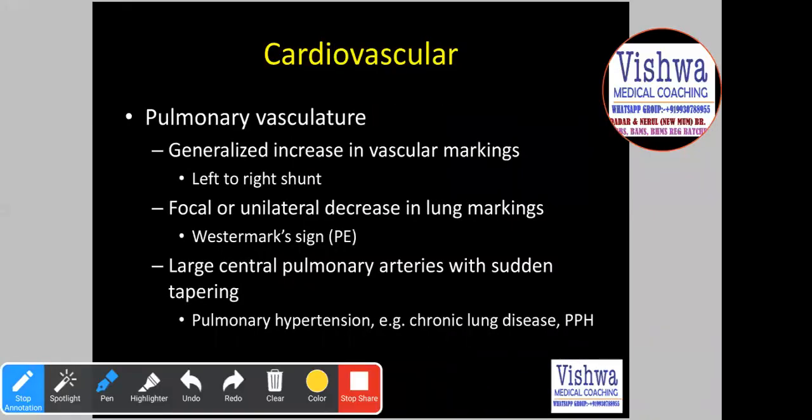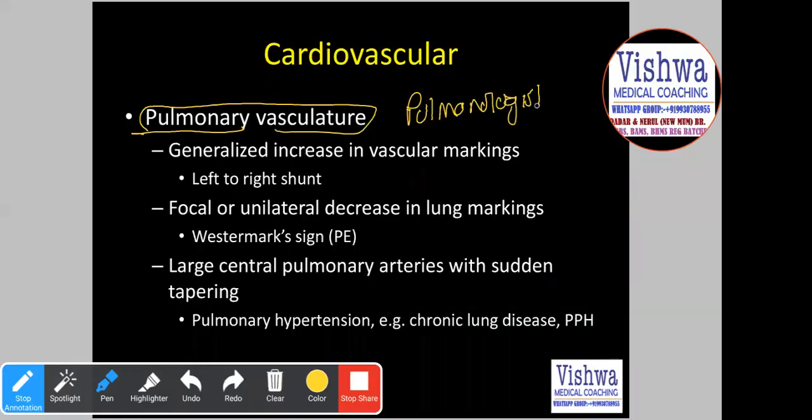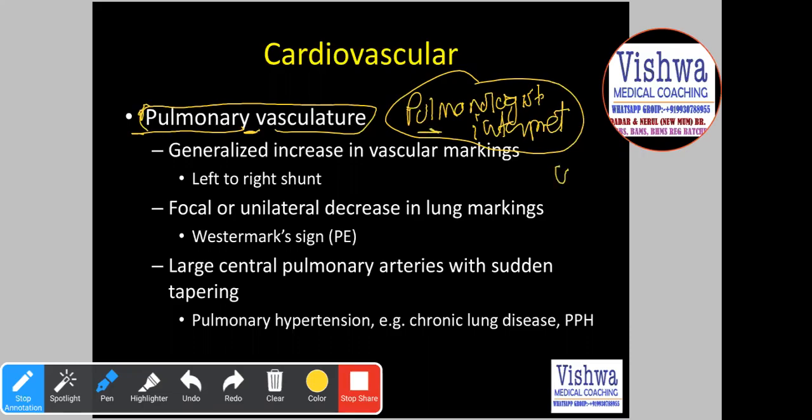The next thing we're going to see in the cardiovascular section is the vasculature. Remember, this is what only a pulmonologist interprets. And today we may be able to at least touch the basics and come back. That is what we can say. Pulmonary vasculature. So in the lungs, we also see the vessels. We were not seeing them before. But if you are able to see them, then you are as good as a radiologist.